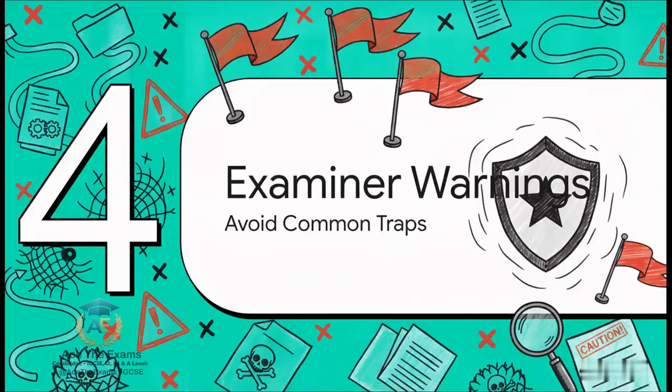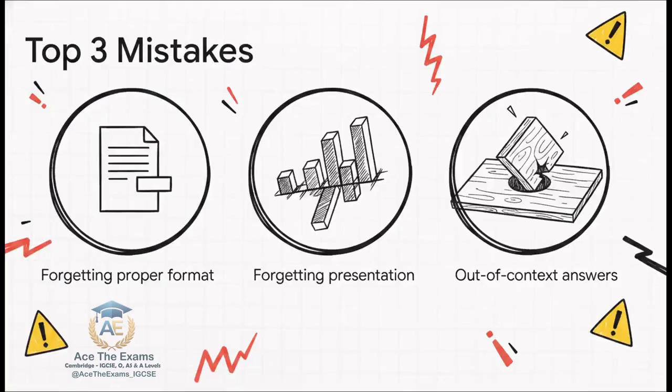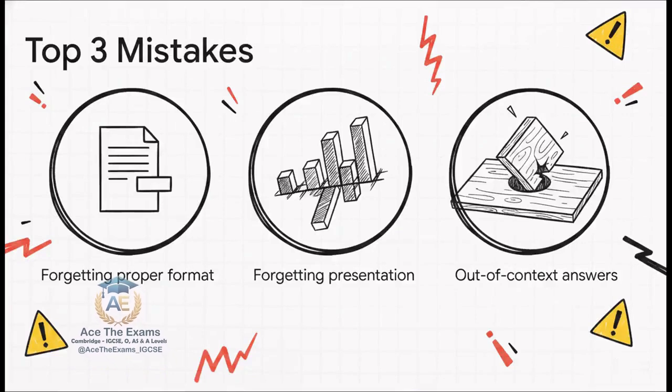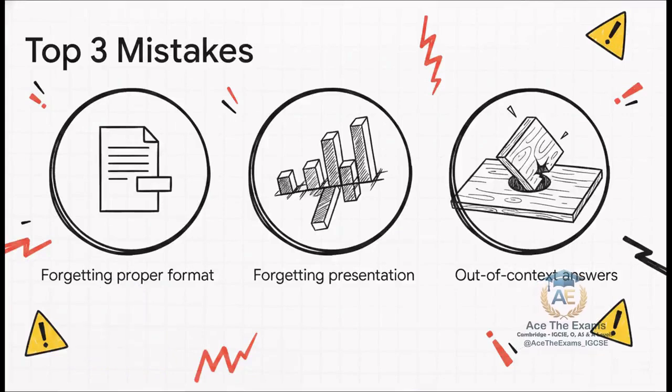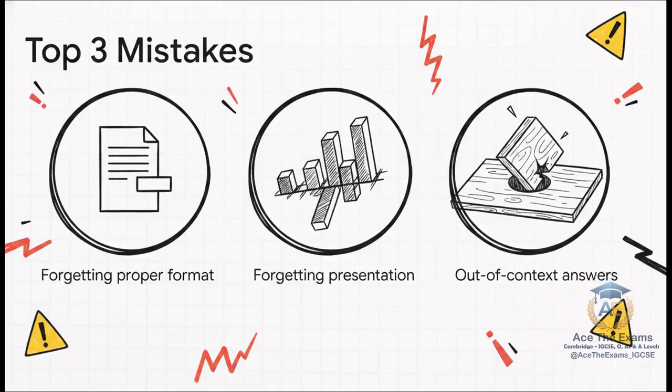Finally, Section 4, top examiner warnings. Examiners have explicitly noted 3 huge traps that constantly cost students easy marks. Trap 1, forgetting proper output formats. Trap 2, forgetting to check the overall presentation of data. And Trap 3, honestly, the most critical one of all, providing generic answers that are completely disconnected from the exam's context. Your knowledge of file formats has to be grounded in the specific scenario they give you, or it simply will not score full marks, period.